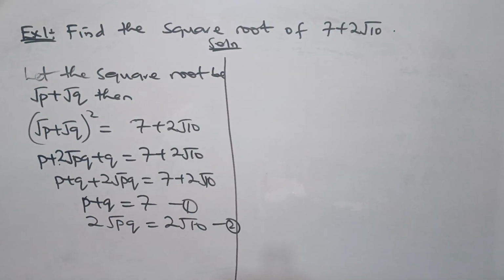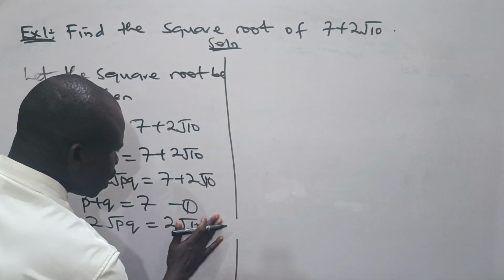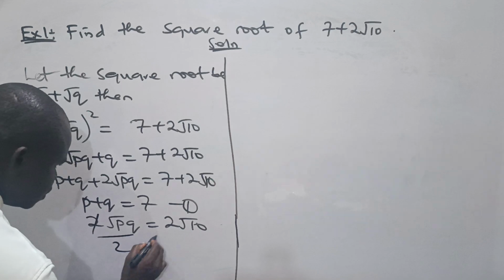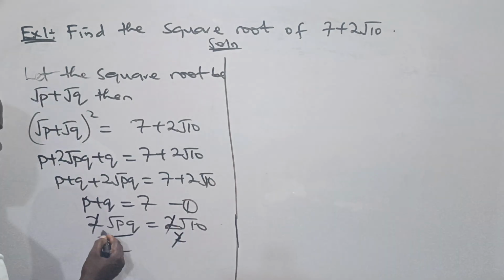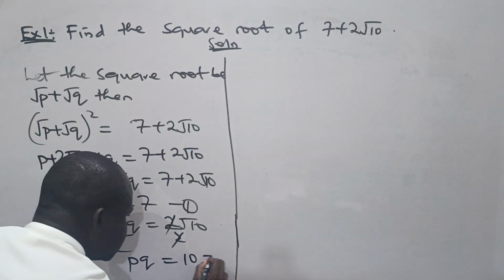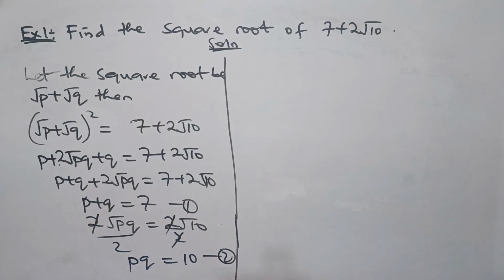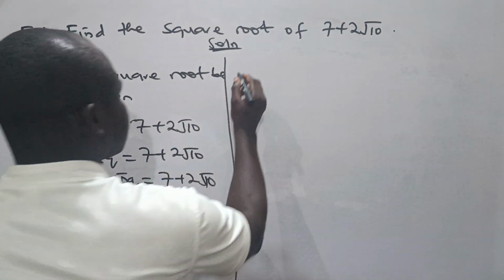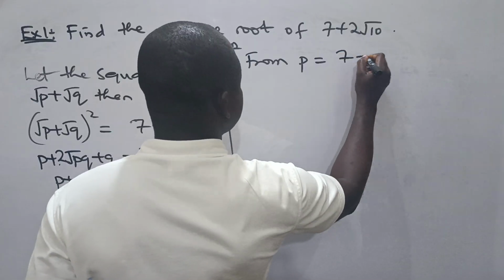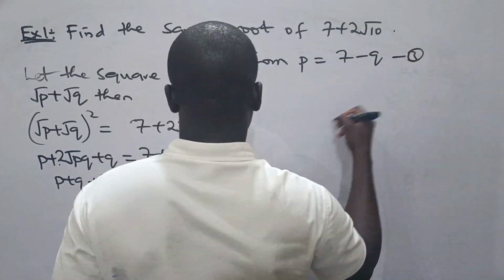From equation 2, we can simplify further. We divide both sides by 2; 2 cancels 2. Then if we take the square root of both sides, we get pq equal to 10. That is equation 2. But from equation 1, we can make p the subject of the formula, to be equal to 7 minus q. Equation 3. This is a simultaneous equation.